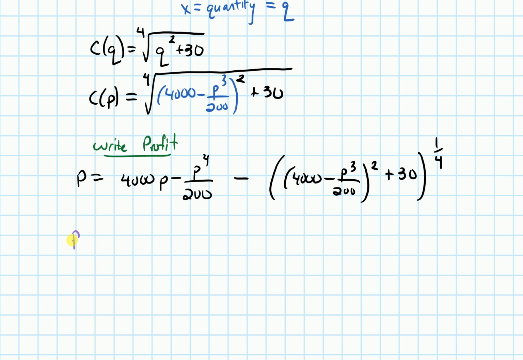So the derivative, p prime. The derivative of 4000p is just going to be 4000. And now with p to the 4 over 200, we do not need the quotient rule for this. To take the derivative of this, the 200 on the bottom is a constant. This is the same thing as having minus 1 over 200 and writing that in front, and then times p to the 4 like that. So there's no quotient rule needed for this.